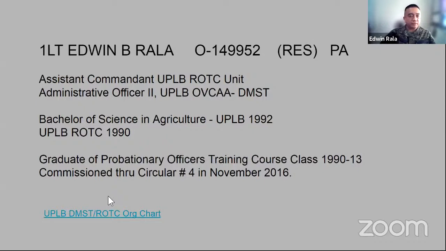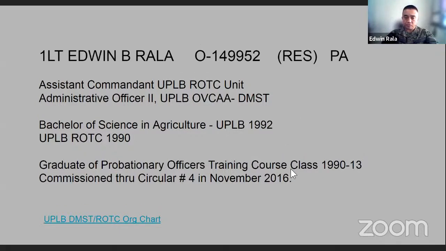I would like to introduce myself first. I am First Lieutenant Edwin B. Rala, Officer 149952, my serial number, Reserve Philippine Army. I am the Assistant Commandant of the UPLB ROTC Unit and the Administrative Officer of UPLB DMST. I graduated with a Bachelor of Science in Agriculture in 1992 here in UPLB, and I am also an advanced ROTC graduate in 1990. After that, I joined the probationary officers training course, class of 1990-13, and was commissioned through Circular 4 in November of 2016. So it took quite a while. Okay, that's me.